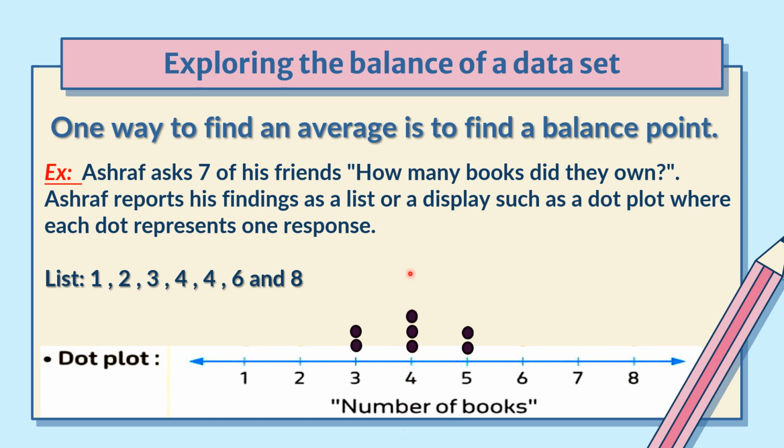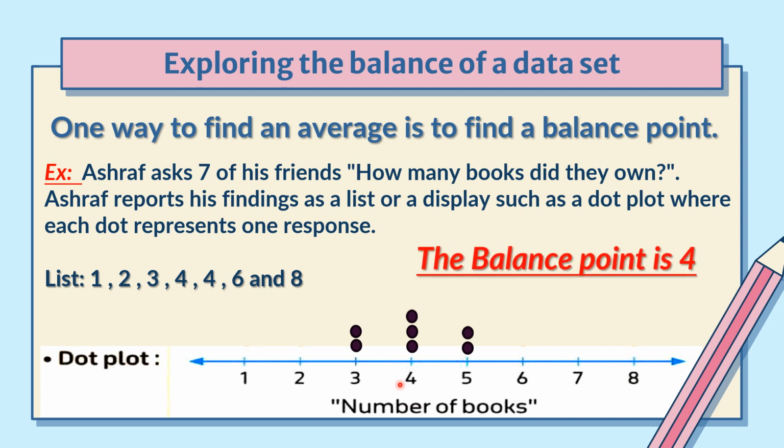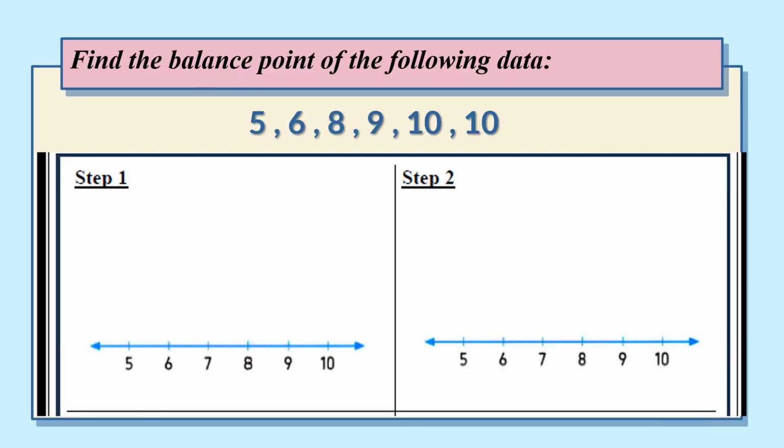To find the balance point of the dot plot, we are going to move 1 point from the right with 1 point from the left until we find the balance point using the symmetrical shape, like this. And also, if we move 1 point from the right with 1 point from the left, we are going to put all the points on 4. So the balance point here is 4.